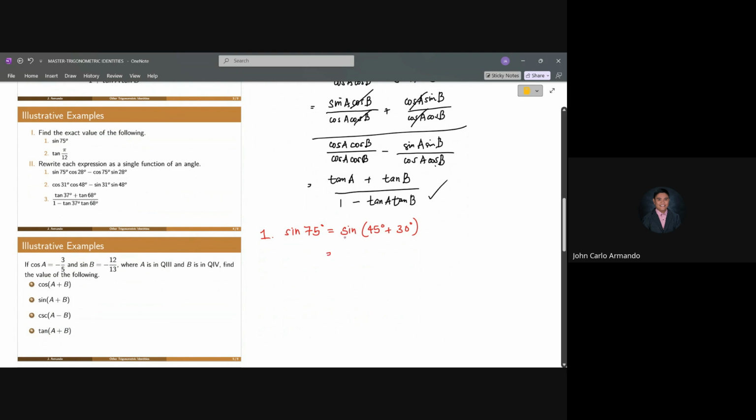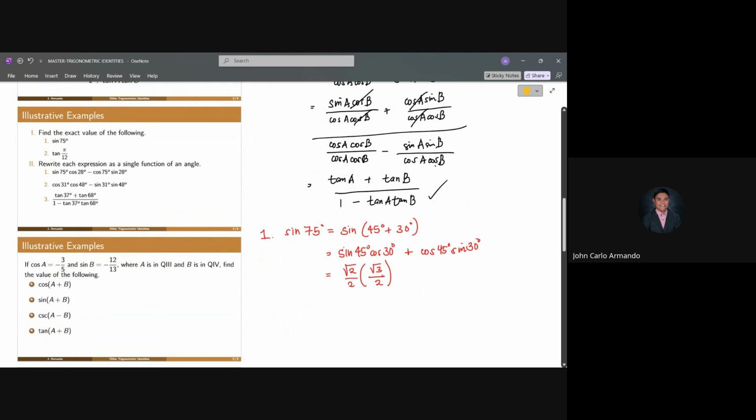So following the formula, sine 45 plus 30, that is sine 45 cos 30 plus cos 45 sine 30. And what's the value of sine 45? That is simply square root of 2 over 2. What is the value of cosine 30? That is square root of 3 over 2.